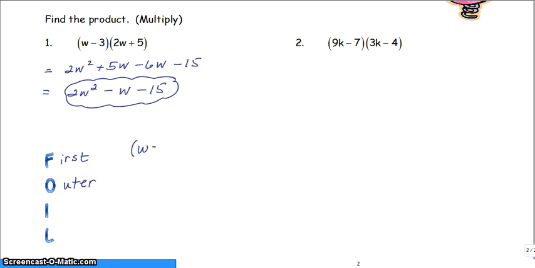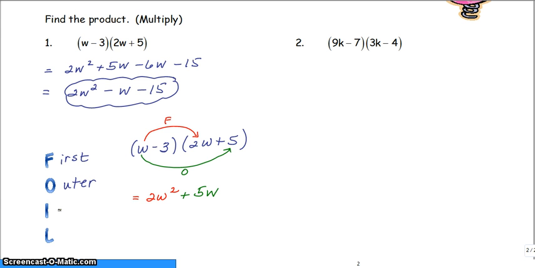So if we look at what we have so far then, going back to our problem of w minus 3, that quantity times the quantity of 2w plus 5, we want to multiply the w times the 2w, that is the F of FOIL, and that got us the 2w squared. And then we want to multiply the w times the 5, that is the O of FOIL, the two outside numbers, and that's going to give us a positive 5w.